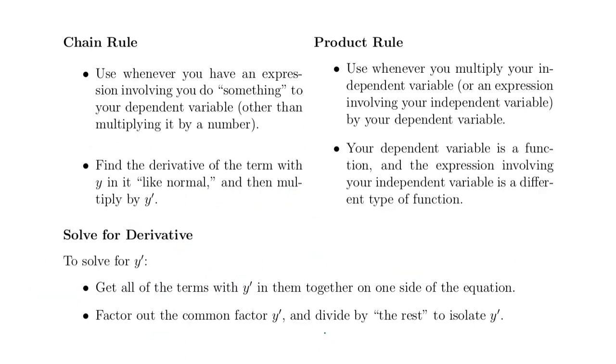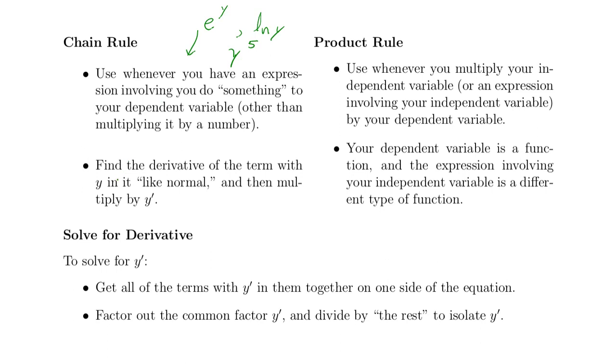So here's your quick summary. If you want to pause this to jot it down, this might be helpful. But I'll just kind of go through it. We're going to use the chain rule whenever we have an expression where we're doing something to the dependent variable, which we're going to call y most of the time, other than multiplying it by a coefficient. So what I mean here is like if we had e to the y or natural log of y or y to the fifth or anything like that. We've got y on the inside of a function.